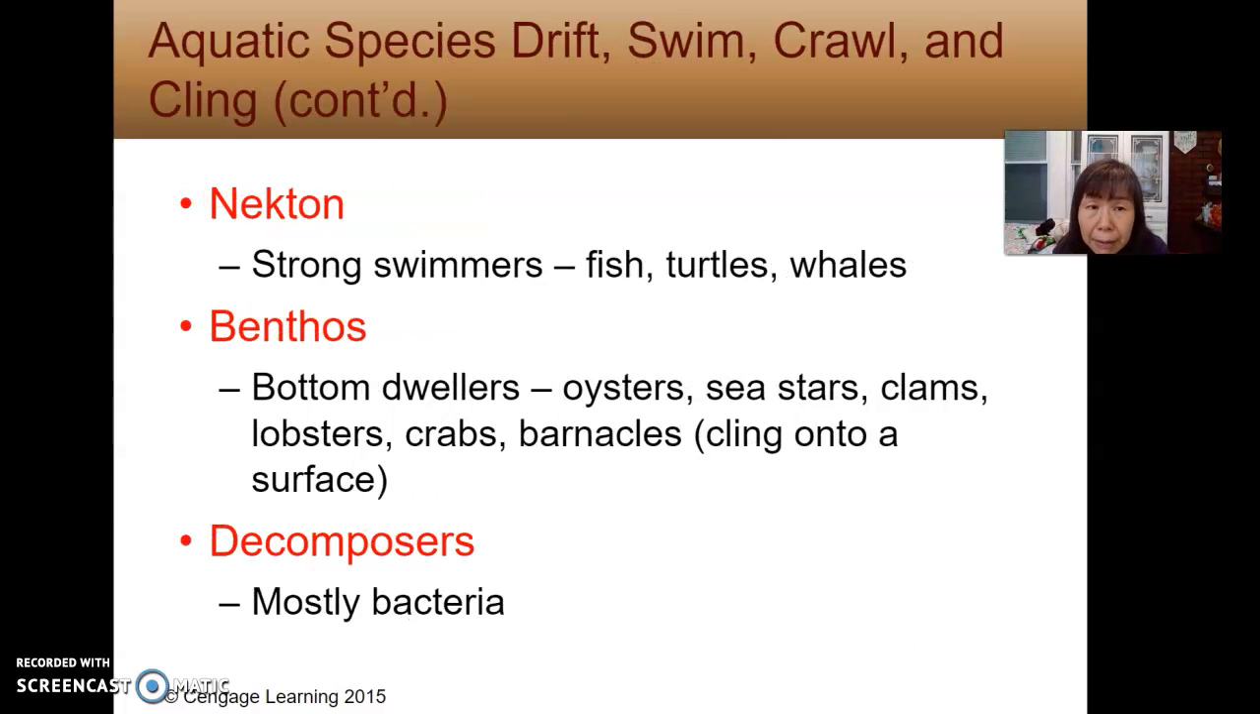And then for those living organisms in water that move really fast, we call them nekton. These are fish, turtles, whales. All of them can swim against the current. And then you also see organisms living at the bottom, staying there, not moving, or crawling around, or attached to something. We call them benthos, such as oysters, sea stars, clams, lobsters, crabs, barnacles. Okay. And then another one is decomposers. They can be everywhere. Mostly they are bacteria.